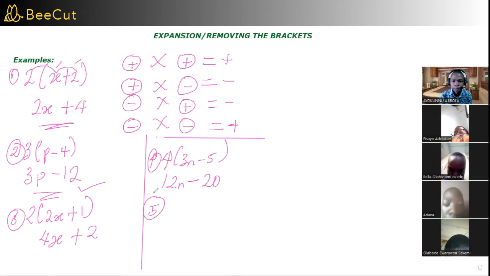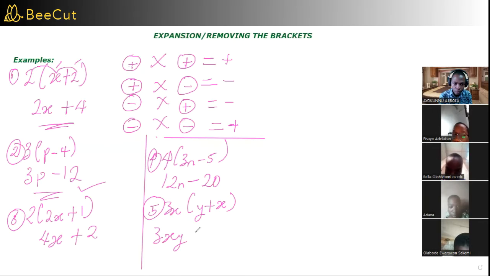So number 5, you can see this is pretty simple. So let's take note of the simplicity and take note of the explanation. So I have another one, which is 3x into y plus x. So here now I have a letter outside the bracket. So 3x times y is 3xy. Then 3x times x is 3x squared. You've been taught indices, so you should know the meaning of 3x squared. So that is the answer to that.